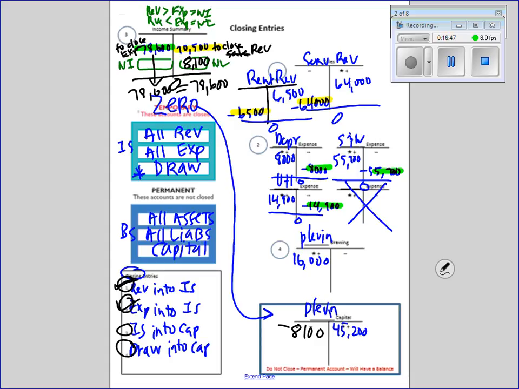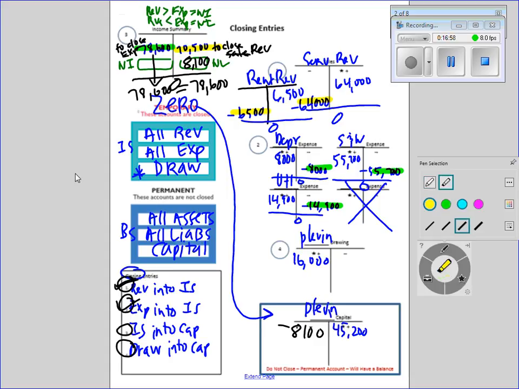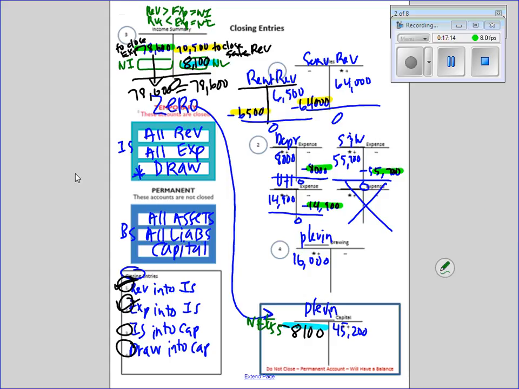Had it been a net income, it would have been a debit up in income summary, and it would have been a credit down here. So, highlight time again. And down here, if you even want to write net loss, you can. Our art project's looking pretty good.